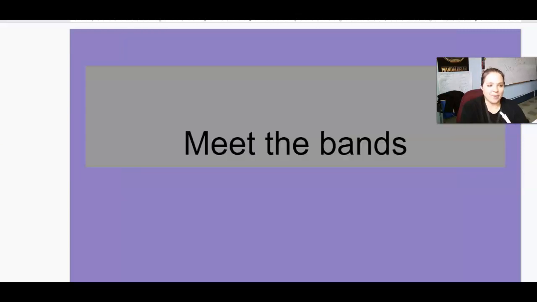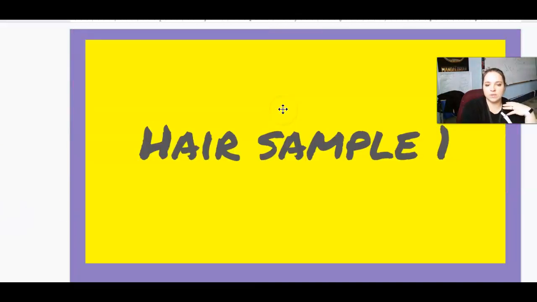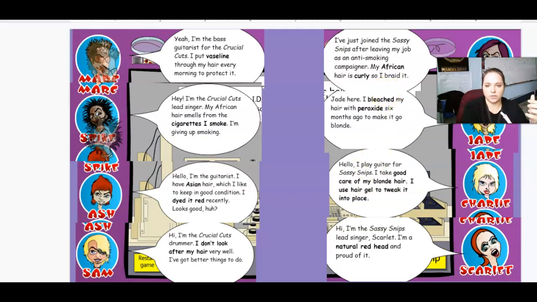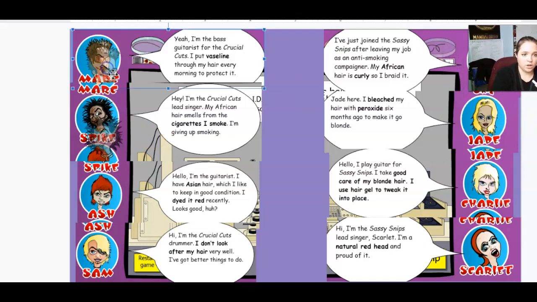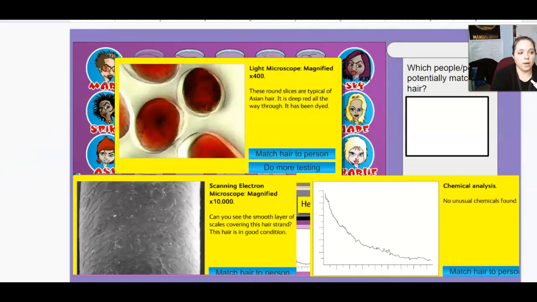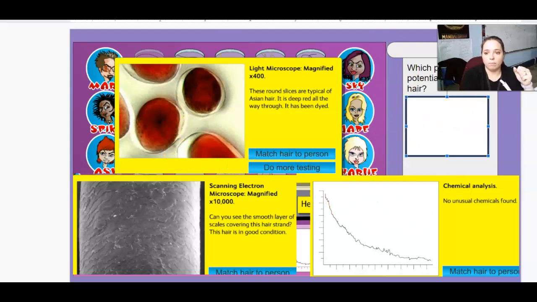You're going to meet the band. All right, so this just gives you a bunch of information about the different characters in the bands. I do apologize. Some of the faces look kind of funky, like over here. Mark and Spike. Ash isn't too bad, but Mark and Spike look a little weird. Just read the descriptions, and then you're going to get to hair sample 1. This is all of hair sample 1.